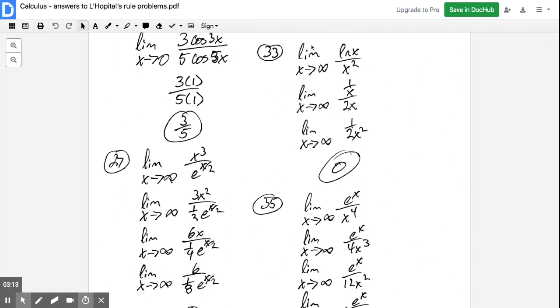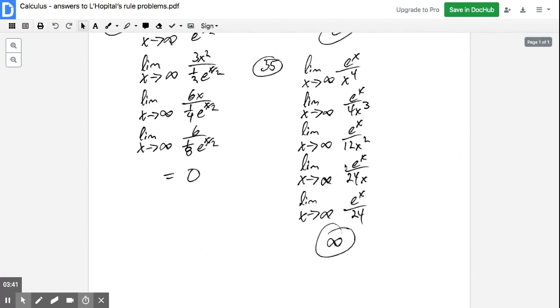All right, 33. Limit as x approaches infinity of the natural log of x over x squared. Plug in, gives me infinity over infinity. Take the derivative. Derivative of the natural log of x is 1 over x. Derivative of x squared is 2x. This can be rewritten as 1 over 2x squared. Plug in infinity, I get a number over infinity, which is equal to 0. So the limit as x approaches infinity of the natural log of x over x squared is equal to 0.